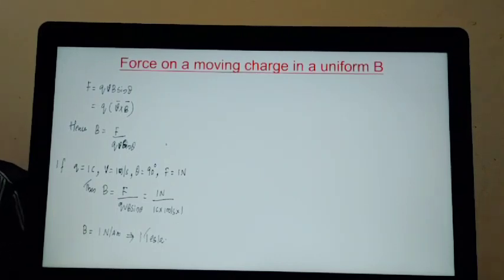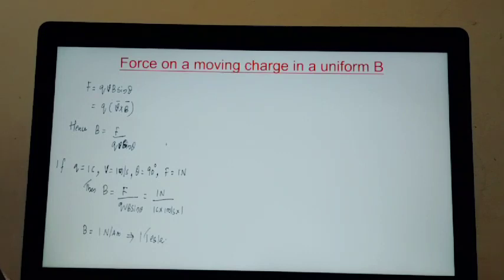What it says is, suppose 1 coulomb of charge is moving with a velocity 1 meter per second through a magnetic field, making an angle theta of 90 degree with the direction of magnetic field intensity, then it experiences a force of 1 Newton. Then B is equal to 1 Newton divided by 1 coulomb into 1 meter per second into 1. So that is equal to 1 Tesla. Then the intensity B will be 1 Tesla. So Tesla is a unit of magnetic field intensity.